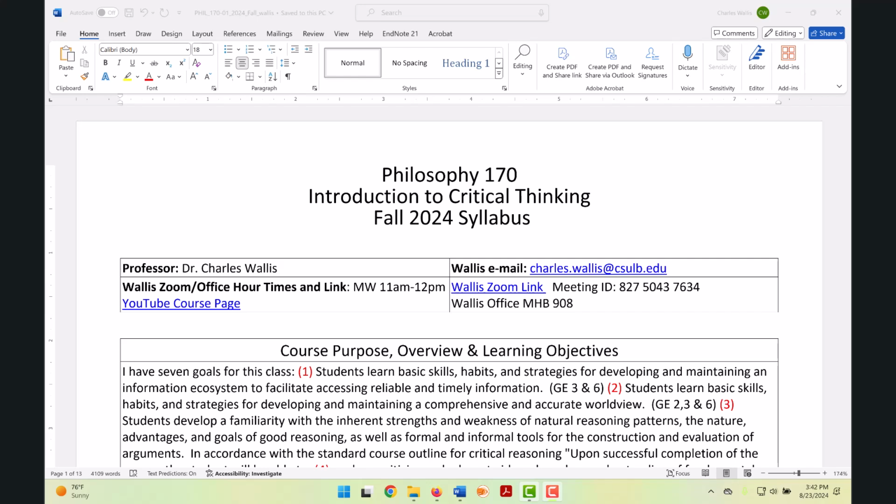In this module, I want to briefly review the syllabus, talk about the purpose and structure of the course, discuss assessment, and then let you look through the Canvas site, the syllabus, and the resources on your own. As you can see at the top of the syllabus, we have my name, my email address, my Zoom office hours, the link to my Zoom office hours, as well as the physical location of my office, and a link to the YouTube page that I created for the 170 course.